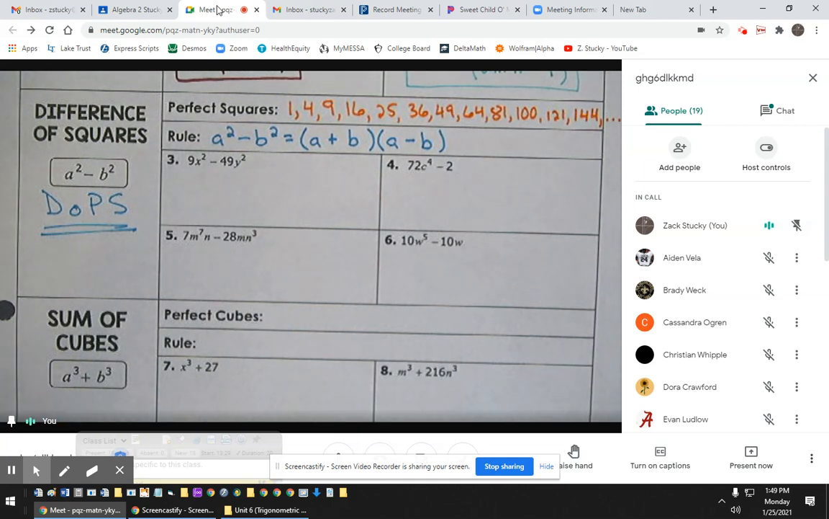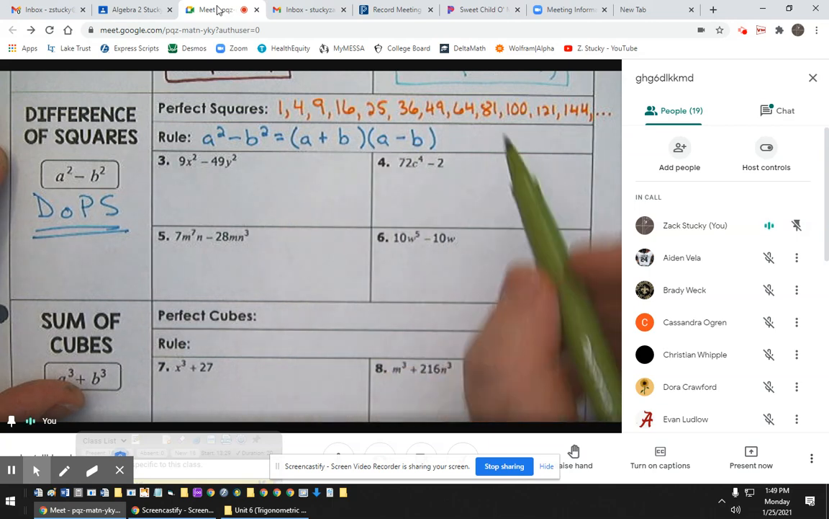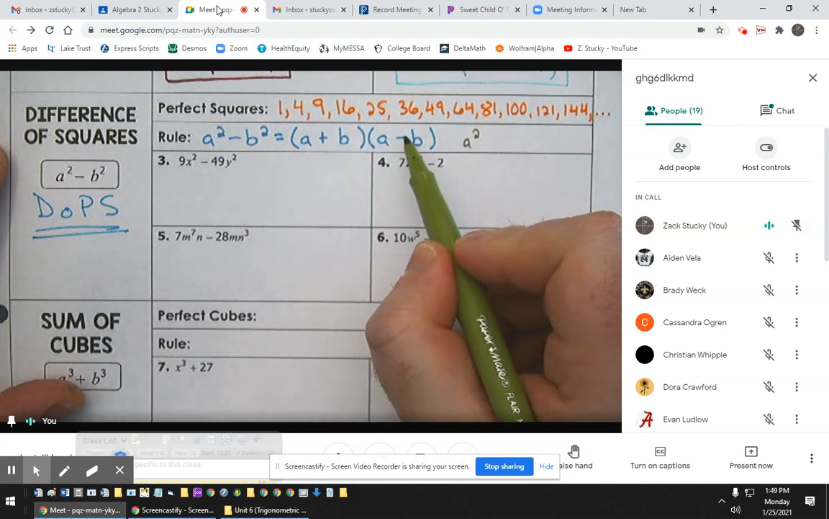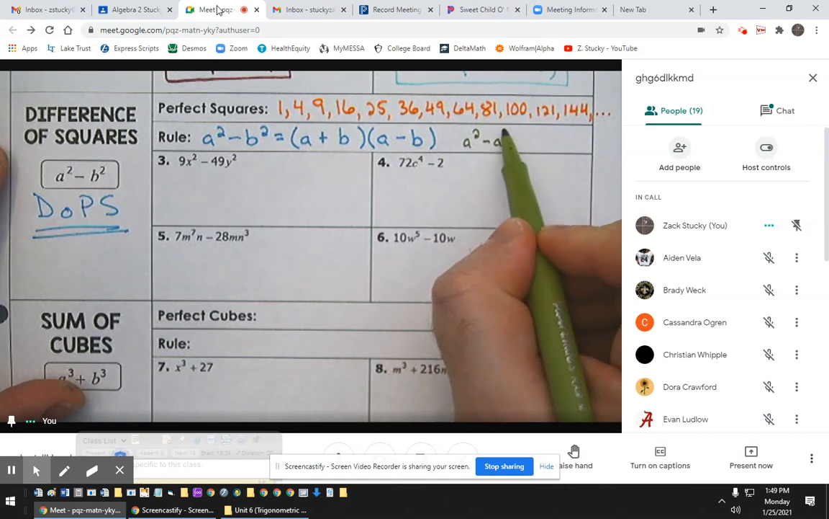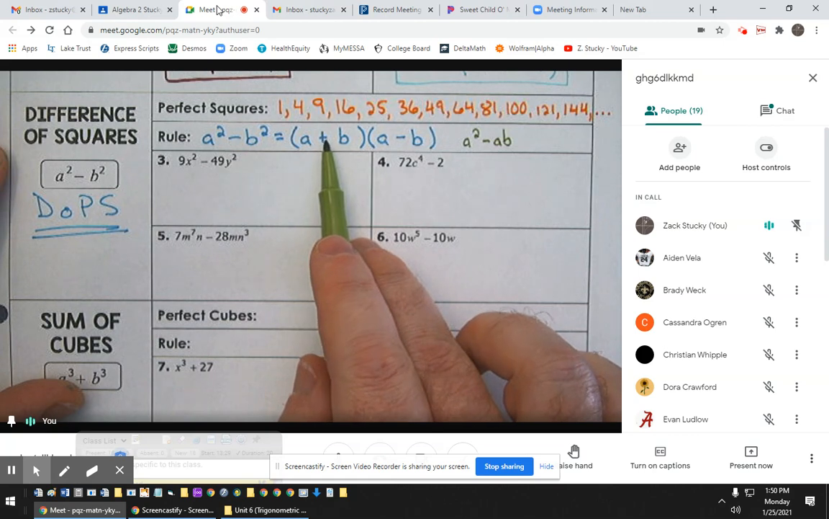And now look what happens when I distribute this. I'm going to do this on the side. You don't have to write it down. If you want to, you can, of course. But I just want to show you that this thing does work the way that we think it should. I'm going to distribute this. What's A times A? A squared. What's A times negative B? Negative AB.